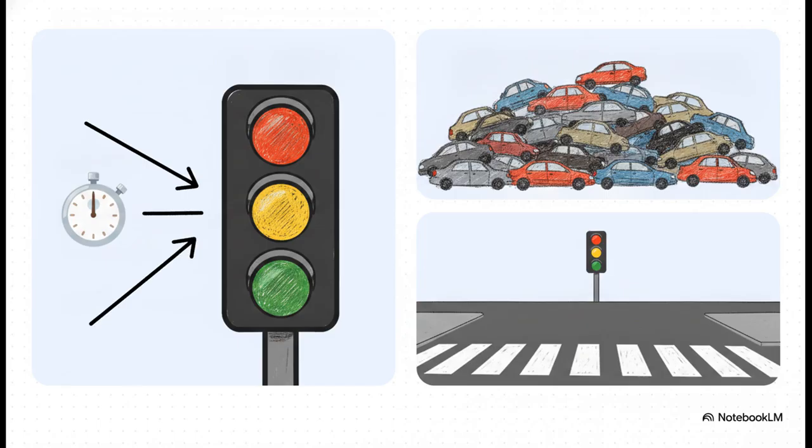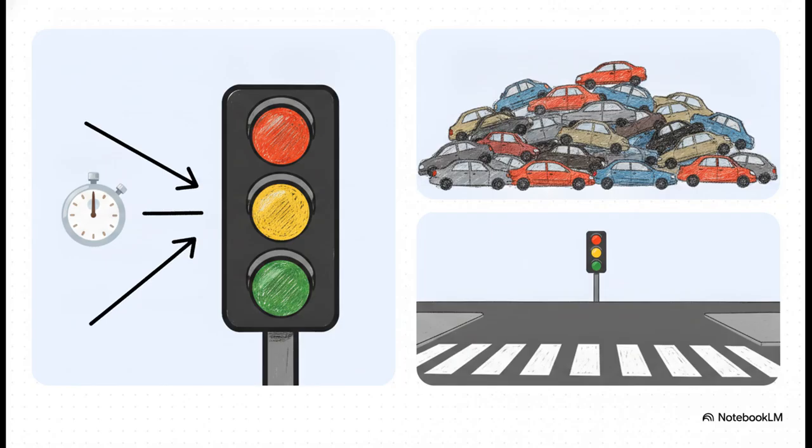Think about the everyday traffic light. It's a classic, everywhere you look, rule-based system. The logic is super predictable. If 30 seconds have passed, then switch the light from green to yellow. And look, for really structured tasks, this if this, then that logic works brilliantly.